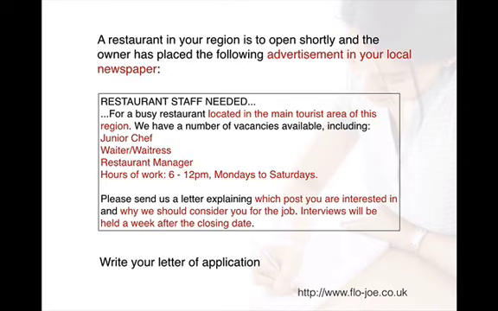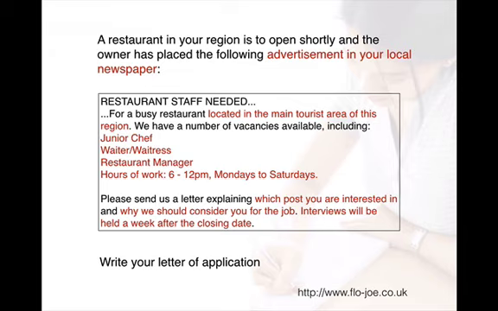Okay, so if you remember, this was the key information we decided needed to be included or referred to in our letter. Now in a minute we'll look at a piece of student's work and we'll try to decide whether or not this key information has been referred to in their answer.